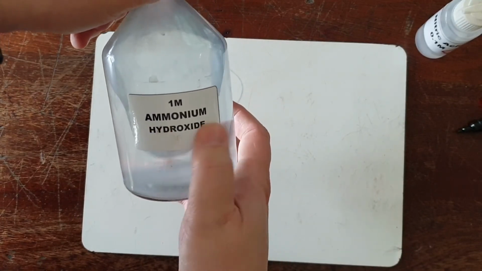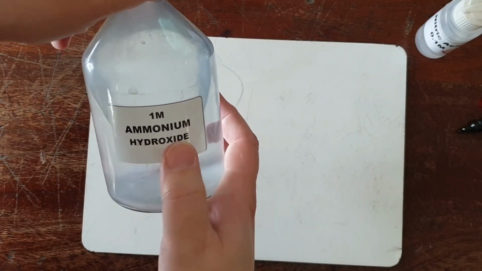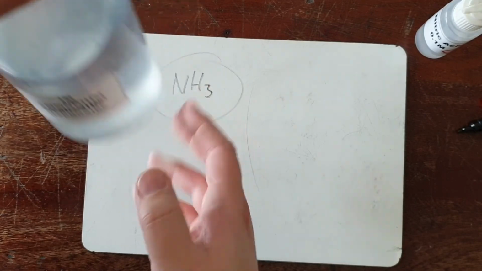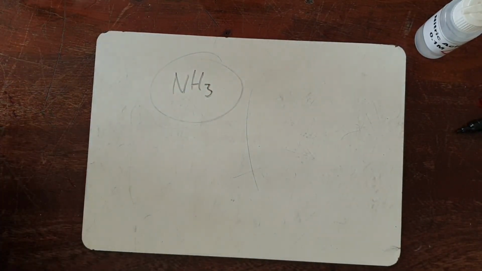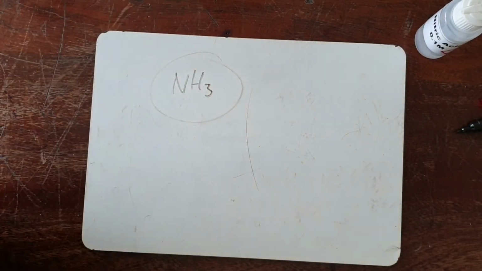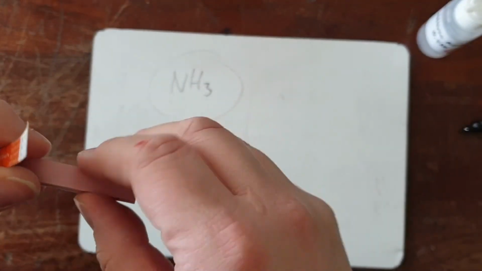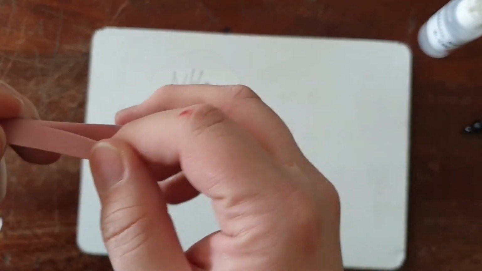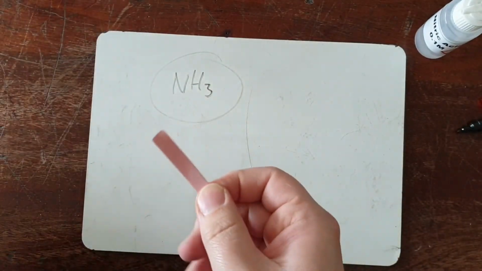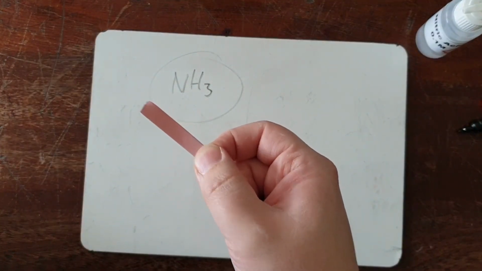So we've got ammonium hydroxide. I'm going to add some sodium hydroxide to it, which is going to make ammonia as a gas. It's not going to smell particularly nice. And then I'm going to get some, it's important you get these colours right, I'm going to get some damp red litmus paper, and it's going to be a colour change.